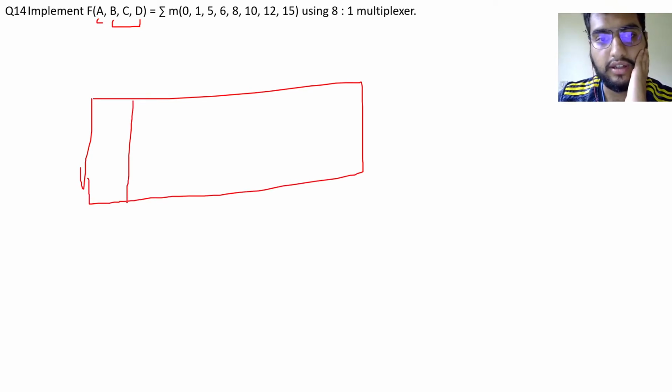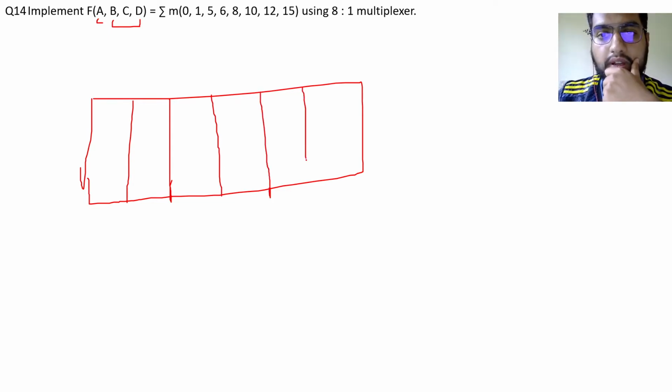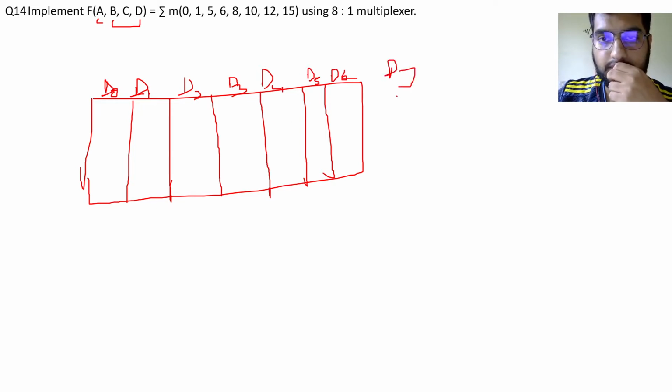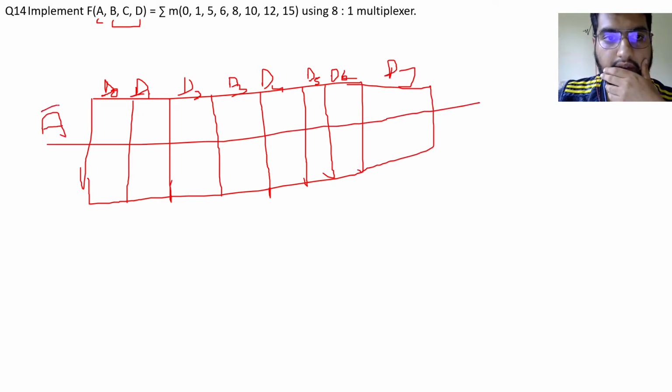It will have 8 columns, because the input to an 8 cross 1 mux has 8 columns: D0, D1, D2, D3, D4, D5, D6, D7, numbered 0 to 7. Here, since A is there, this row will be A bar and this row will be A.